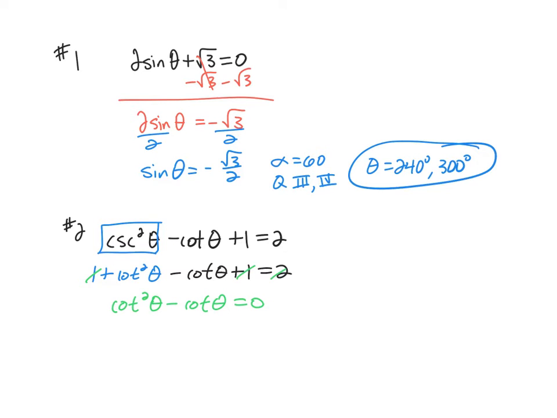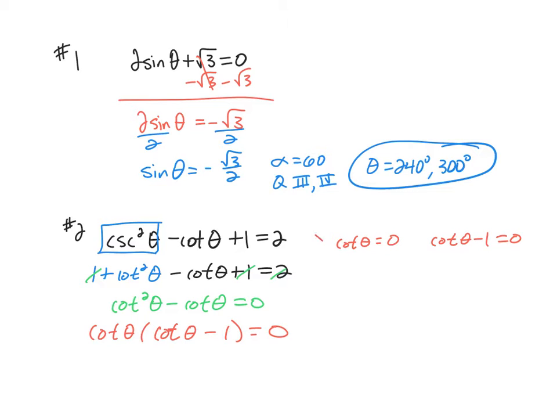And now we can use factoring. So now we can factor out a cotangent theta from both of these terms. And then you can set each of these factors equal to 0. So you have cotangent theta equals 0, cotangent theta minus 1 equals 0. Right? When you have an equation factored and set equal to 0, you can set each factor equal to 0 individually. And so now I can take that first one, cotangent theta equals 0.